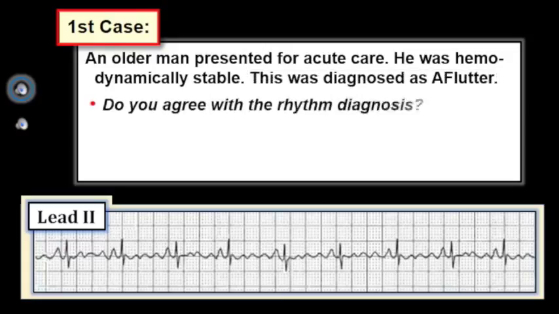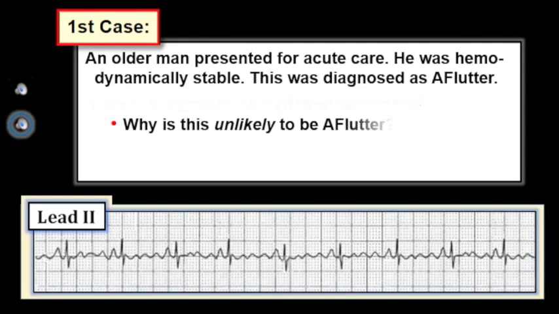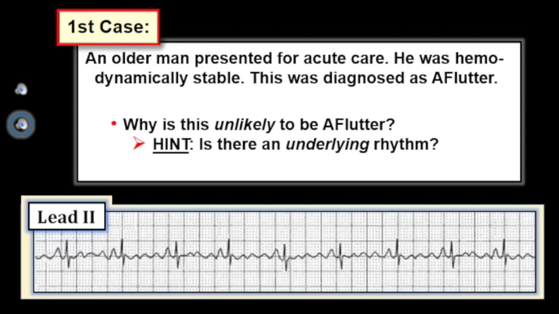Do you agree with this rhythm diagnosis? In answering, I'll go one step further by asking, why is this rhythm unlikely to be a flutter? Hint, do you see an underlying rhythm? What's in the red circle? Do you see similar deflections elsewhere on the tracing? What are the red arrows pointing to?